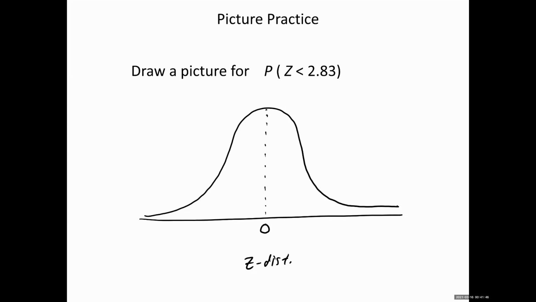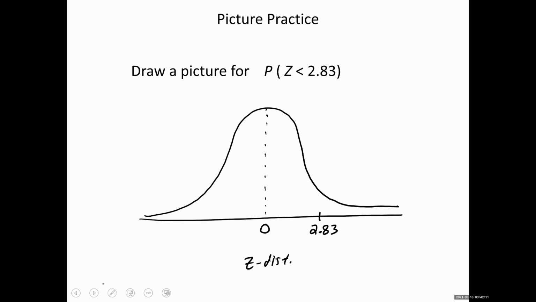Then the number that's in the problem is 2.83. Because it's positive, it's on this side, right? The positive numbers are on this side. The negative numbers are on this side. If the number is negative, you would put it on the left side of 0. Because it's positive, we'll put it on the right side of 0. How close to 0 does it need to be? It doesn't really matter. Just put a tick mark somewhere on the right side of 0. Put the number 2.83.